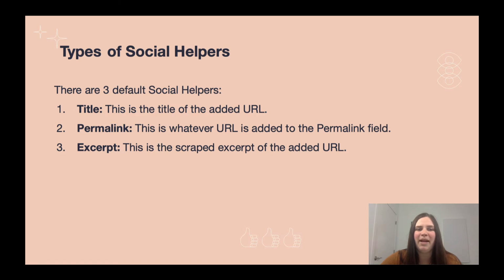Each social campaign has default social helpers that automatically get added to your social template when a URL is added to your social campaign. So these will be a title, permalink, and excerpt. The title will be the title from the added URL. The permalink will be whatever URL is added to the permalink field. And then the excerpt will be a scraped excerpt of the added URL. Let's take a quick look at what these default social helpers will look like in our calendar.